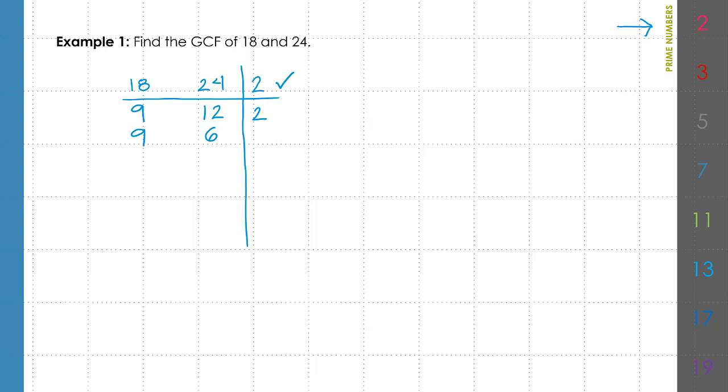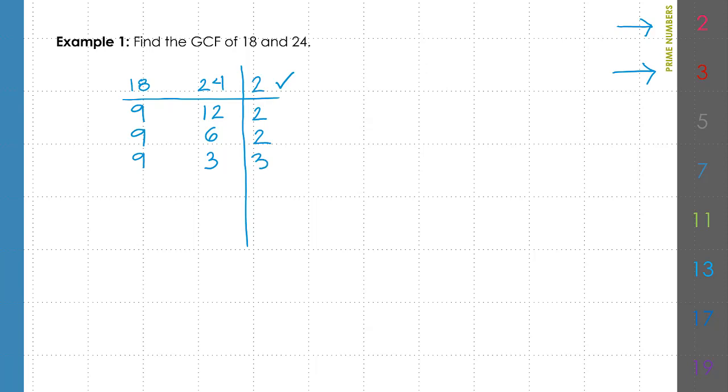Okay, I continue. 9 over 2 is not divisible, so I keep the number 9. But 6 over 2 is 3. Okay, so I don't check mark because it didn't divide both numbers. Now, 2 doesn't divide either 9 or 3, so I continue with the next prime number, which is number 3.